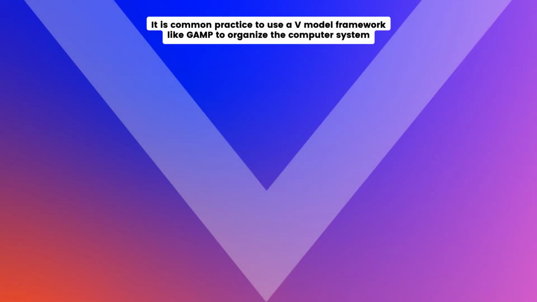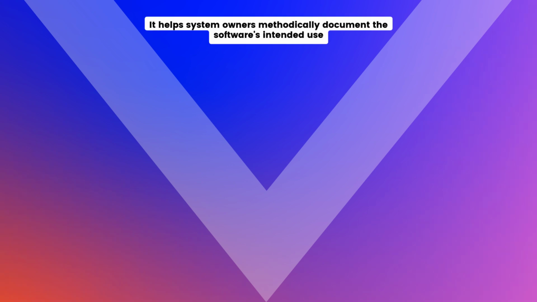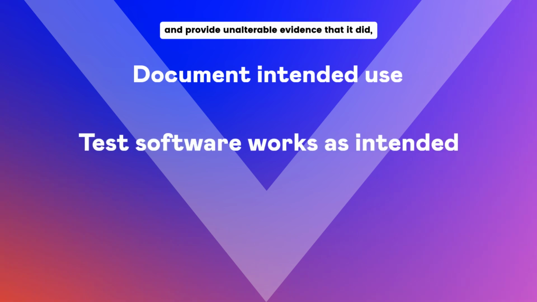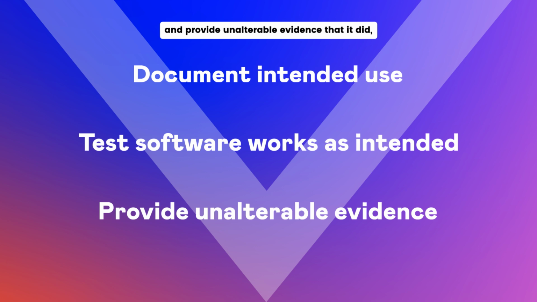It is common practice to use a V-model framework, like GAMP, to organize the computer system validation process. It helps system owners methodically document the software's intended use, test that it meets the intended use, and provide unalterable evidence that it did, in fact, do what was intended.